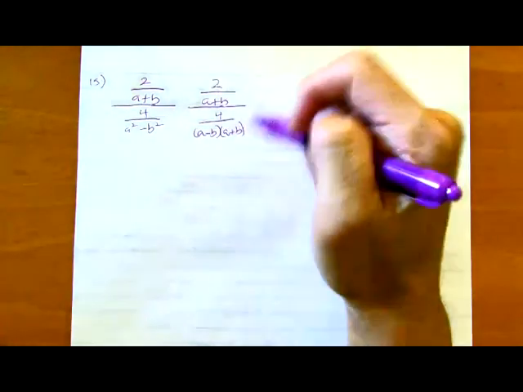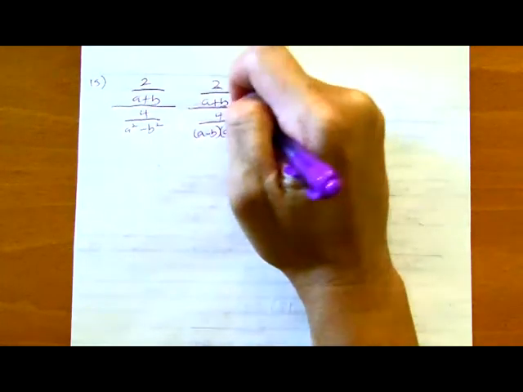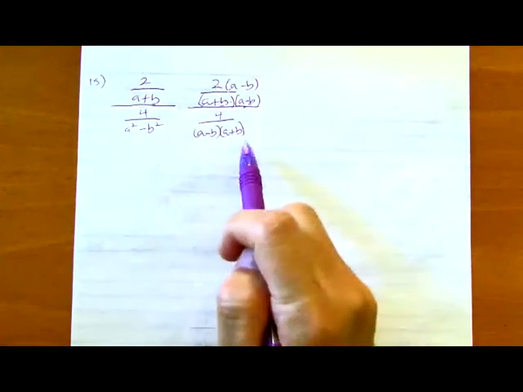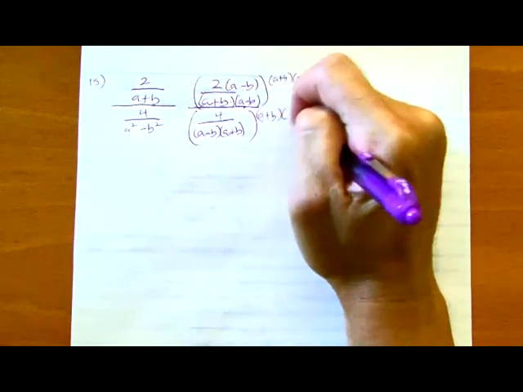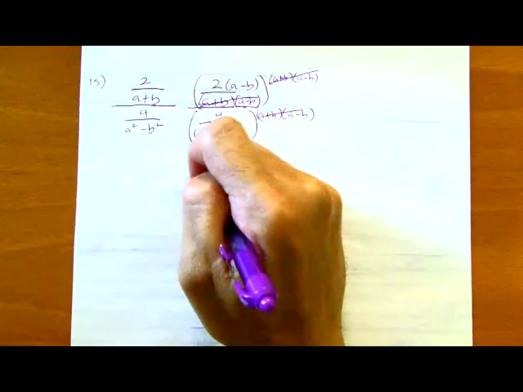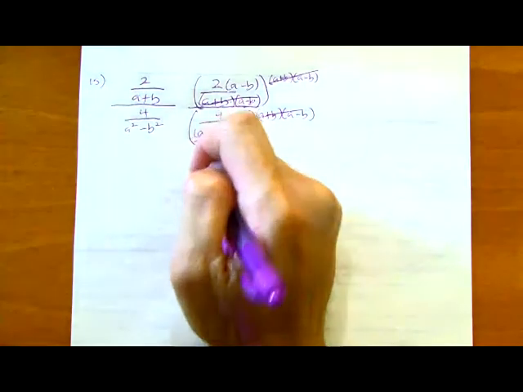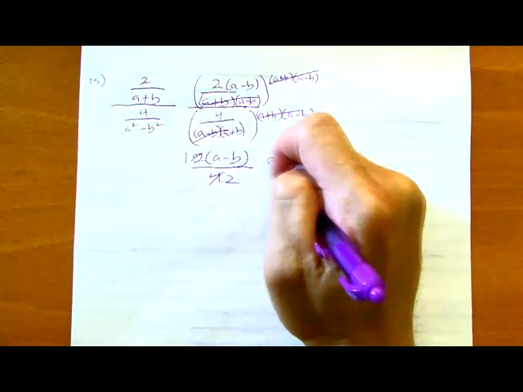Okay, now looking at this, the denominator is missing a factor that this one has, the a minus b. So I'm going to multiply top and bottom of that fraction by a minus b. Now the denominators match. If I multiply top and bottom by a plus b, a minus b, that'll cancel the denominators. That'll leave me with 2 parentheses a minus b over 4. The 2 and the 4 cancel. This is 1, this is 2. So that gives us a minus b over 2.